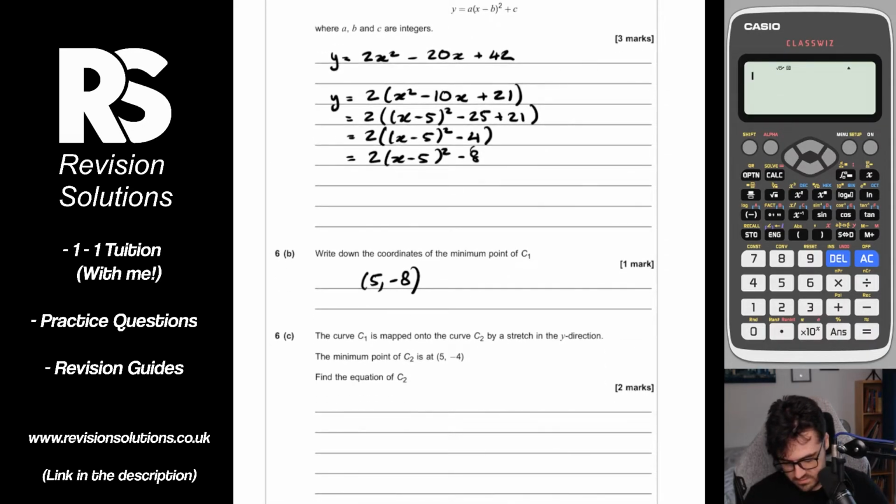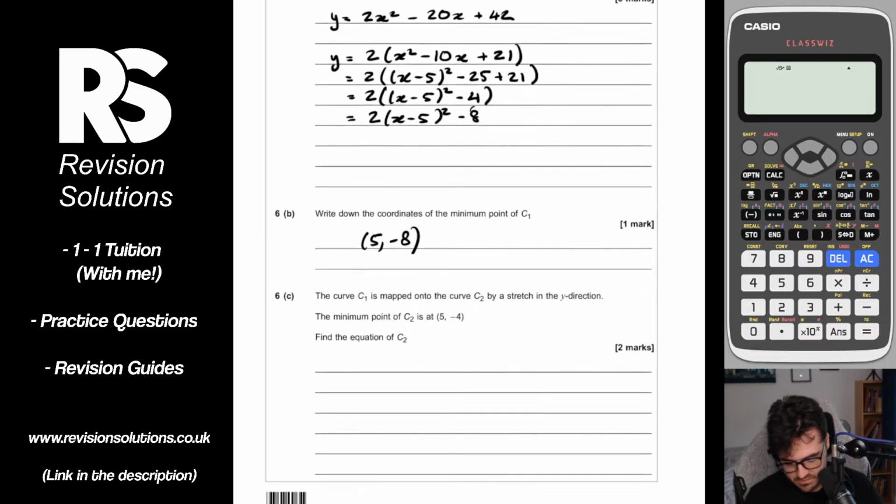Okay, and then we've got the curve C1 is mapped onto a curve C2 by a stretch in the y direction. The minimum point of C2 is at (5, minus 4). Find the equation of C2. Well, a stretch means we're multiplying the y-coordinate by a number. Specifically, if we're going to go from minus 8 to minus 4, we'd be multiplying by a half. And then in function notation, that would be y equals a half of f of x. So we're simply going to take our old function and multiply it by a half.